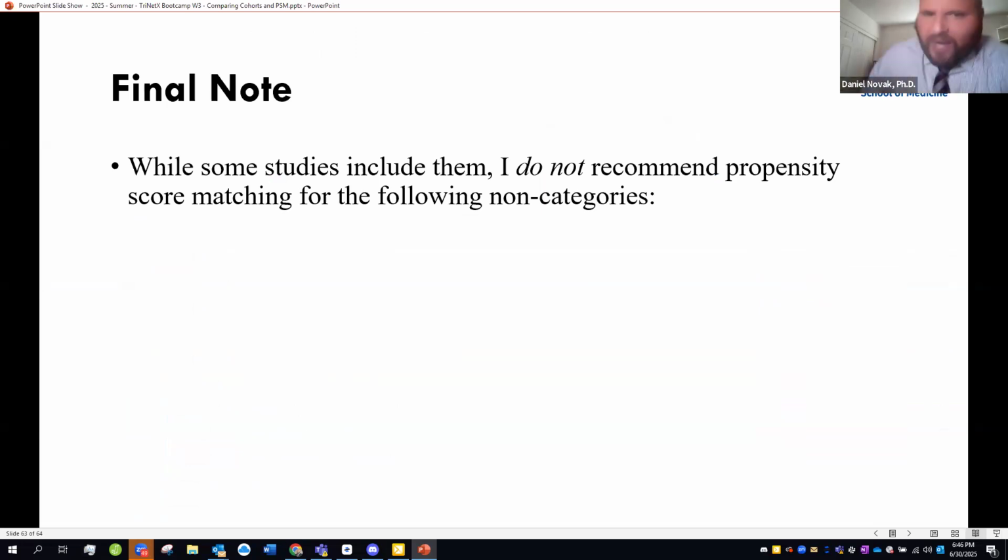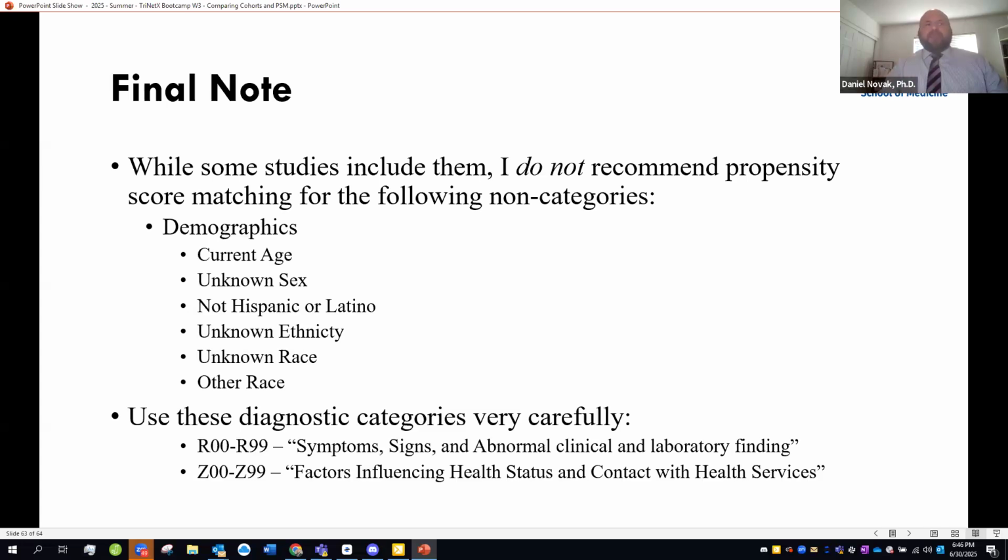Finally, this is a note on codes to use and codes not to use. While some studies do include these codes for their propensity score matching, I do not recommend propensity score matching for the following non-categories. First, in demographics, I see this a lot as a common error. Please do not do it. They use current age instead of age at index.